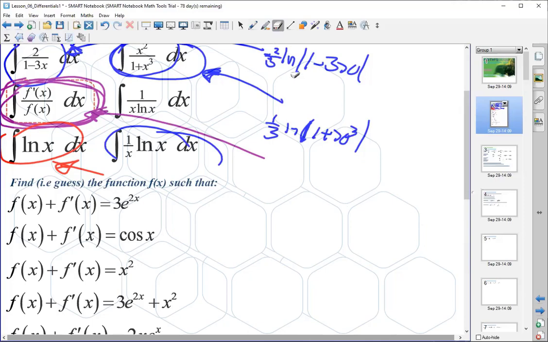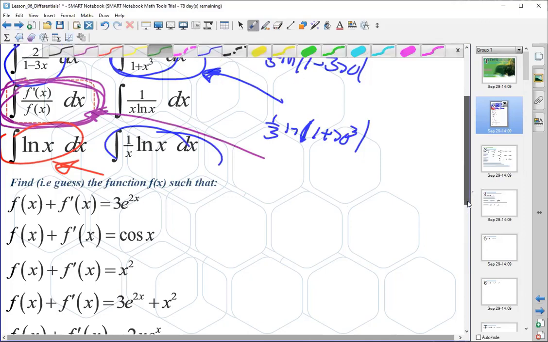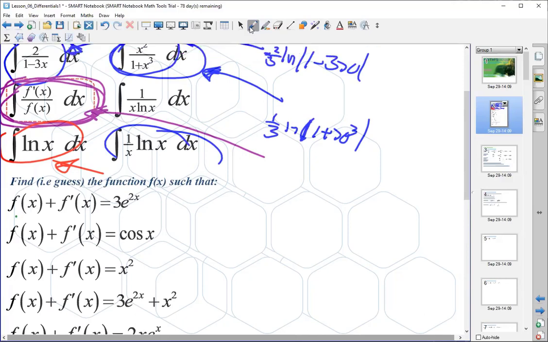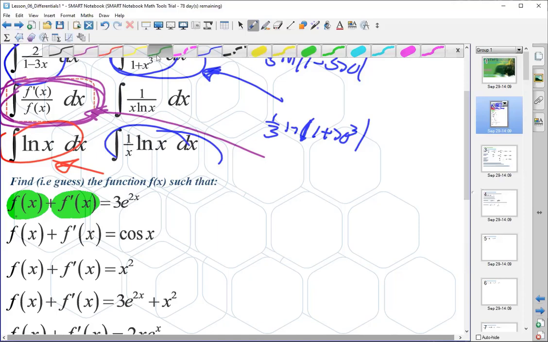Now I'm going to ask you slightly stranger questions. I'm going to tell you there's some function, and when you add that function to its differential, the answer is 3e to the 2x. So a function plus its differential gives you 3e to the 2x. What could you guess that the function was? It really is just a bit of a guessing game at the moment. It doesn't matter if you're right or wrong. We're just trying to see if we could guess the answer to this.